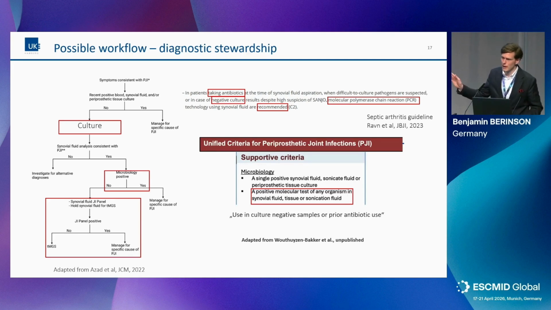And this is still unpublished data, but keep an eye out for this one in the next couple of weeks, hopefully. Really great work by Marjan and her colleagues, unified PJI criteria. And also here it's mentioned throughout the manuscript to use molecular approaches in culture negative samples or people who had prior antibiotics applied. And also the identification via molecular test in either tissue or synovial fluid or sonication fluid is going to be a supportive criterion for identification of a PJI.